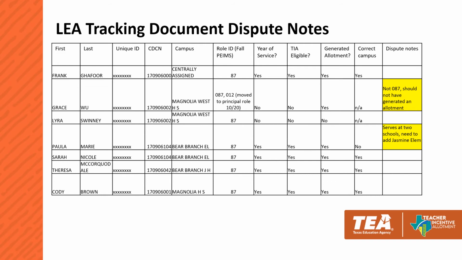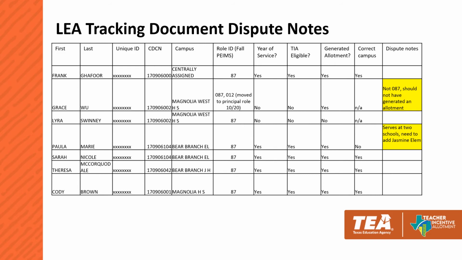So here we have our list of teachers again. We have our predicted eligibility. We have a few that should be no. And then we look at, did they generate an allotment? All of these are correct except for this one. It looks like Grace generated an allotment even though she was not TIA eligible. So I'm going to make a note that she was not an 087 and should not have generated an allotment.